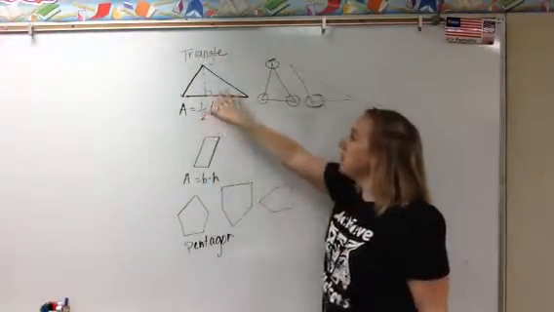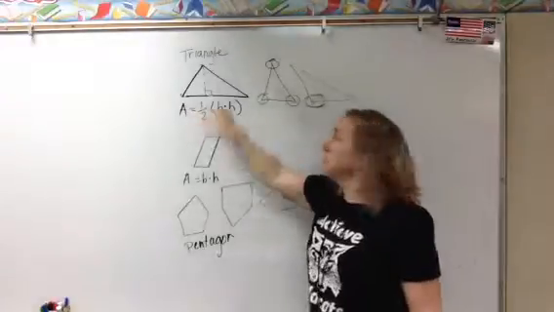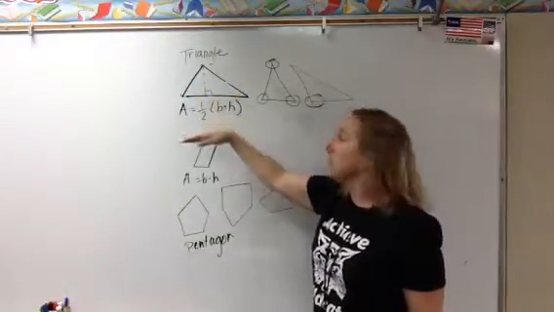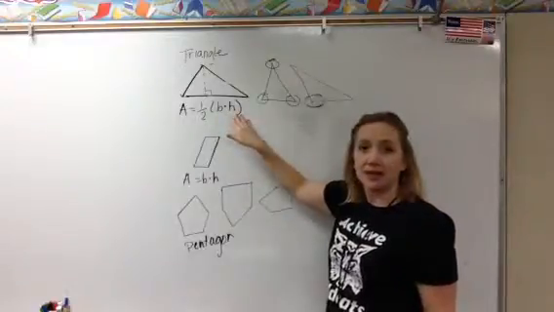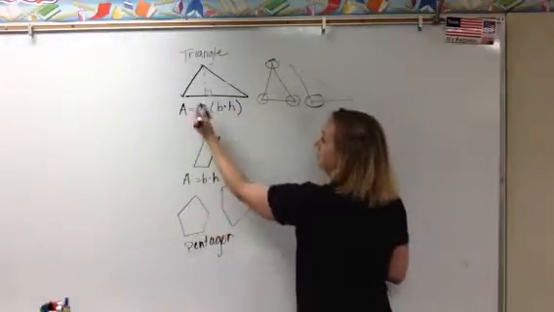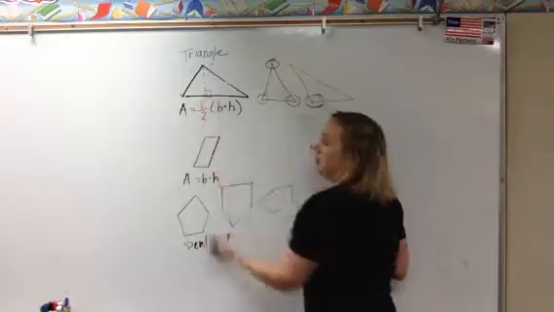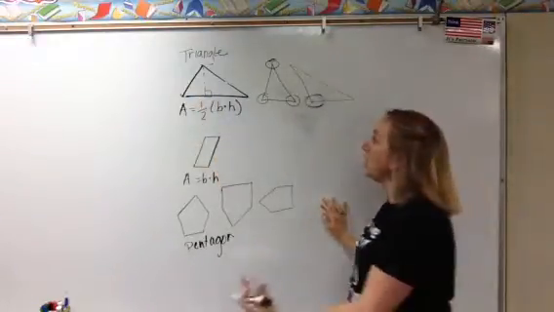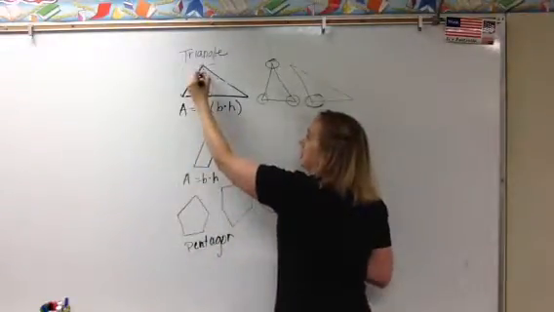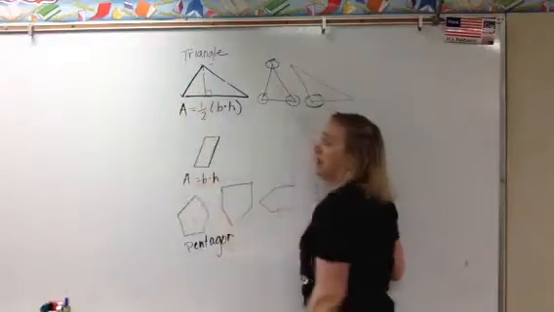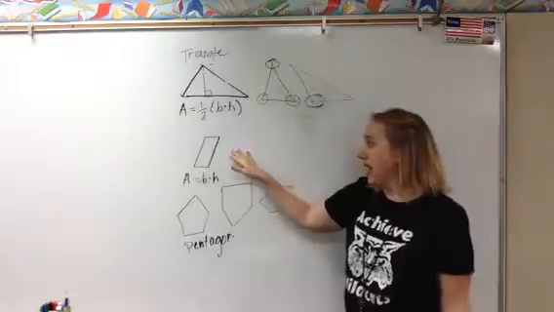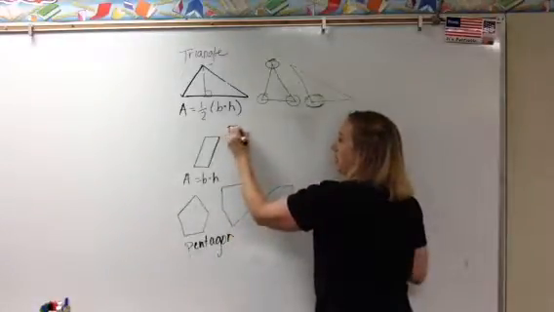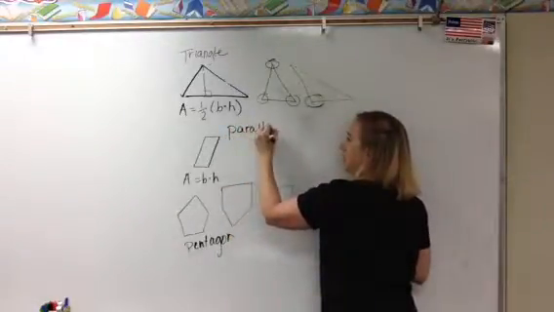Just to let you know, the area, the space within the triangle, is 1/2 of your base times your height. Your base can be found at the base of the table of that 90 degree. Your height is going to be the side of that table of that 90 degree. Okay. The next shape we have is what we call a parallelogram.